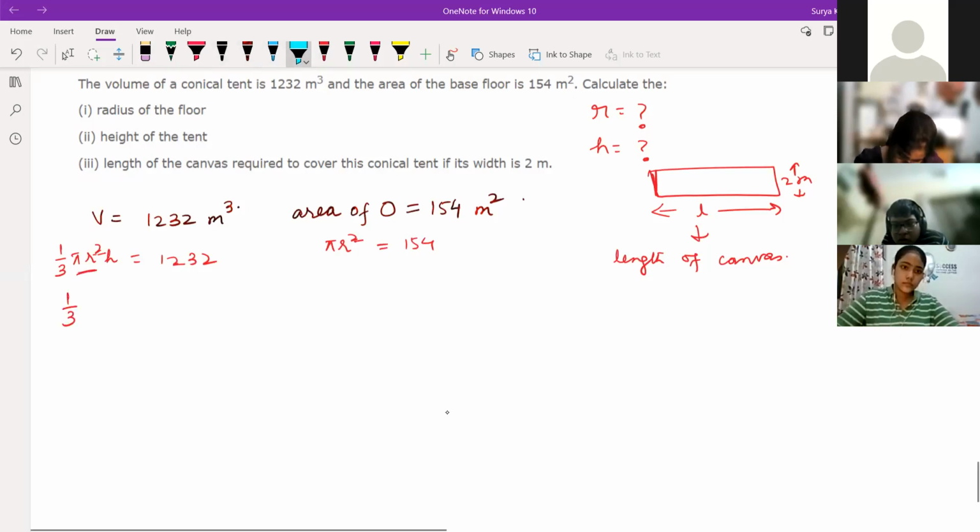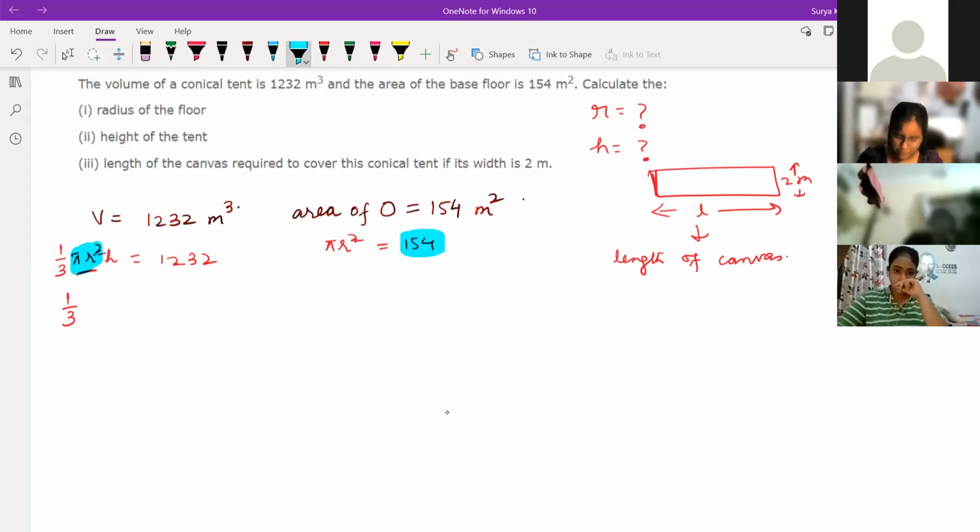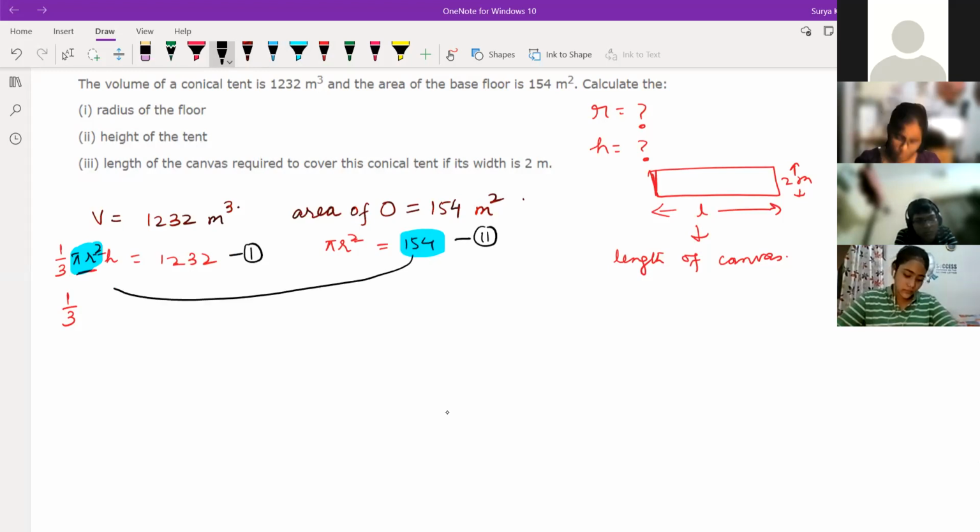Now children, you may have a doubt here. The πr² value we can get from here. We are substituting this value. This is the second part, and this is the first equation. Now πr² we are getting from here, so we can write 154 into h is equal to 1232 into 1/3.